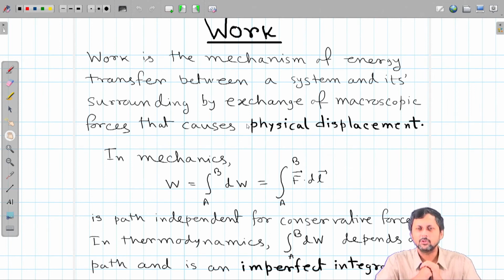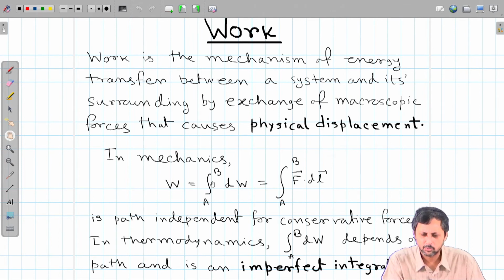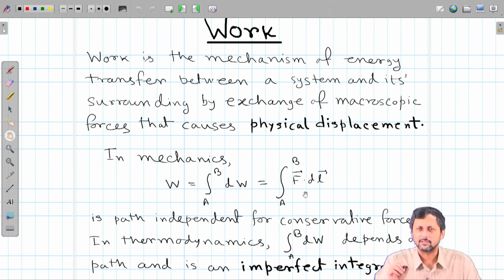Now, in mechanics we know that the work done W is equal to the integral from A to B of dW, which is the integral from A to B of F dot dl, where F is the force and dl is the infinitesimal displacement. So, we have to compute this integral from the initial point to the final point, and for any conservative force field, this integration is path independent. So, irrespective of whichever path we take between the first and the last point, we have equal work done. That is from classical mechanics for conservative forces.